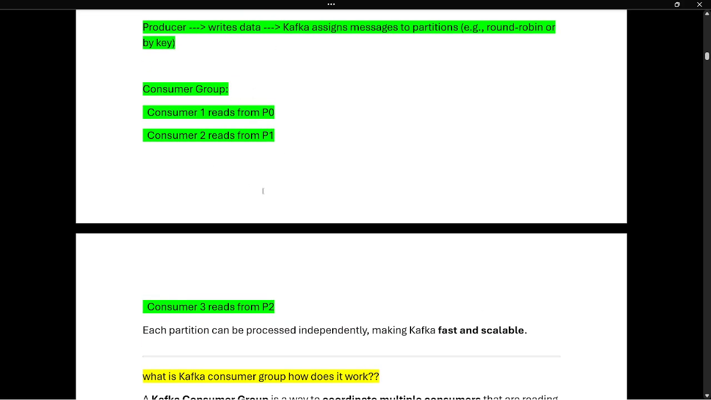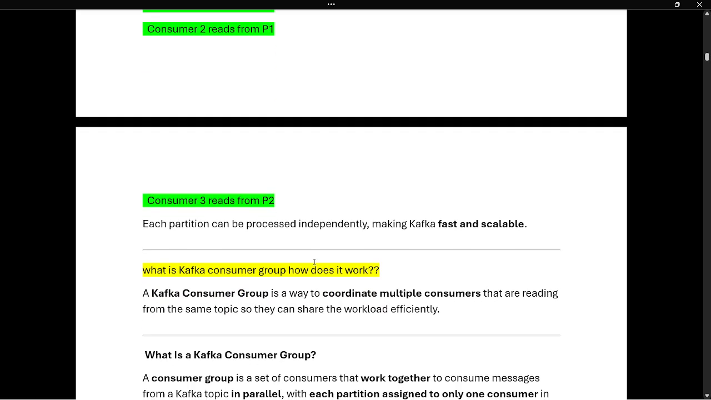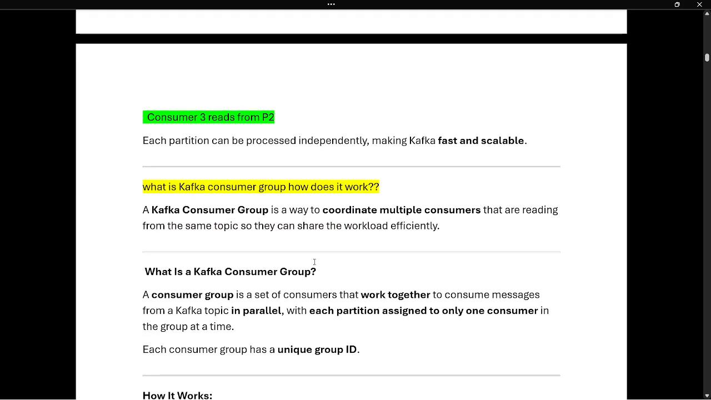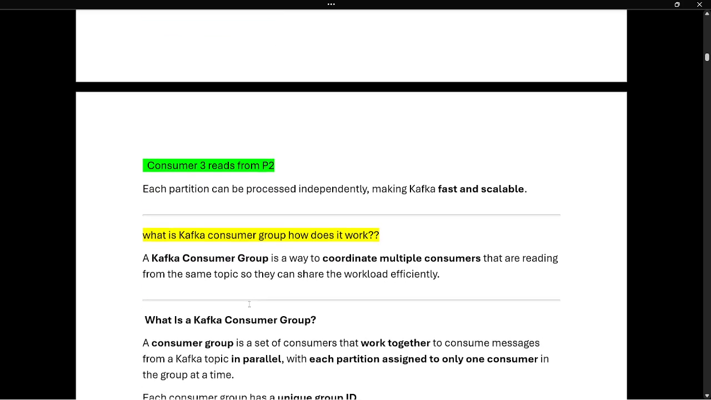So under a consumer group, if there are multiple consumers, they are reading the data from the same topic, so that they can share the workload efficiently. Okay. So what is a consumer group? A consumer group is a set of consumers. So there is a consumer group with C1, C2, C3, like consumer one, consumer two, consumer three. These are called a consumer group.